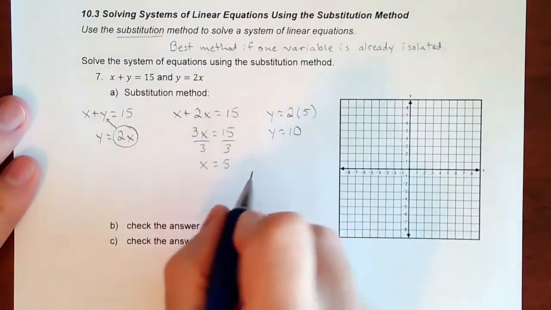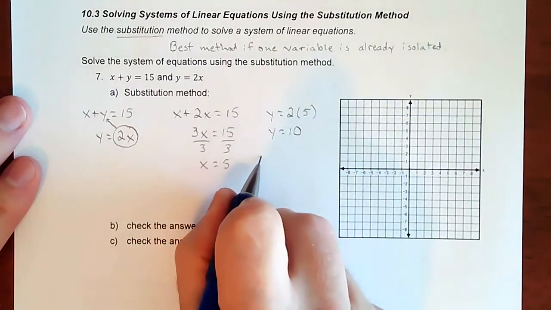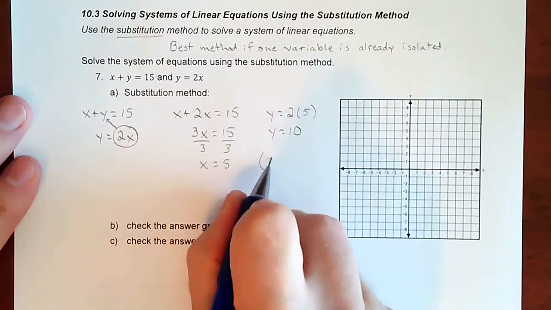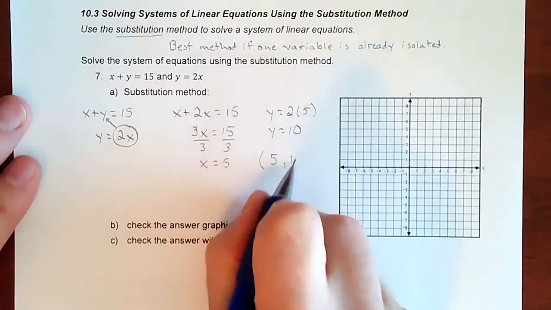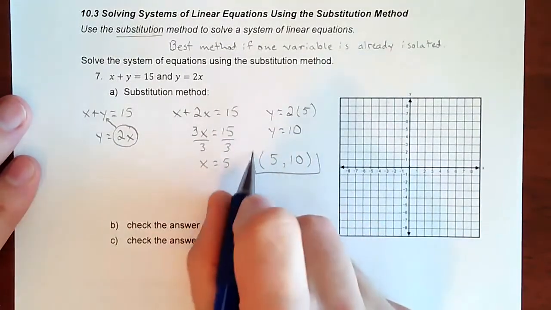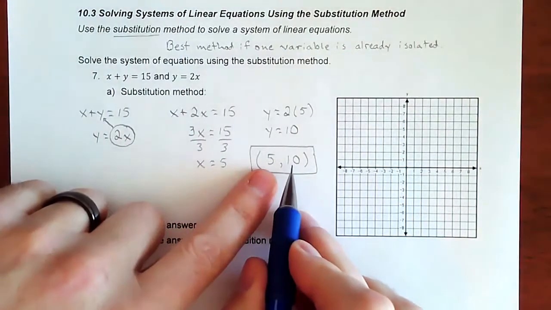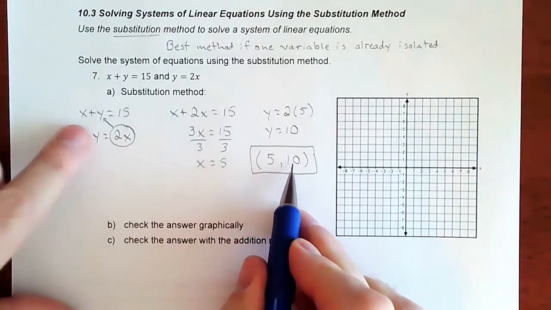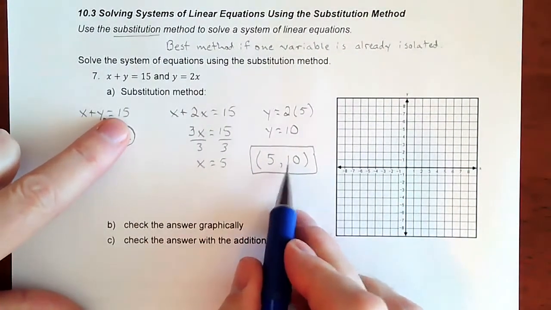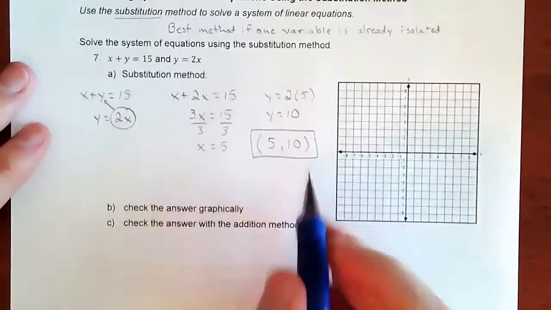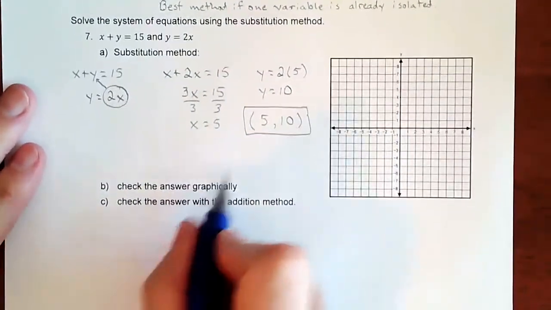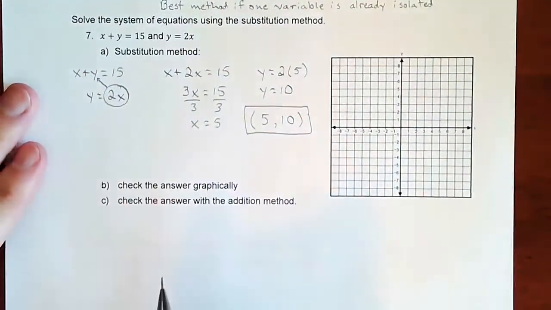So our coordinate is, if we graph these, where would these two lines cross? They would cross at (5, 10). Then I would do a quick double check to make sure that x plus y, 5 plus 10, does in fact equal 15. And so you're good to go. We could graph it to check it, but we can also just plug it back in and make sure that it works as well.